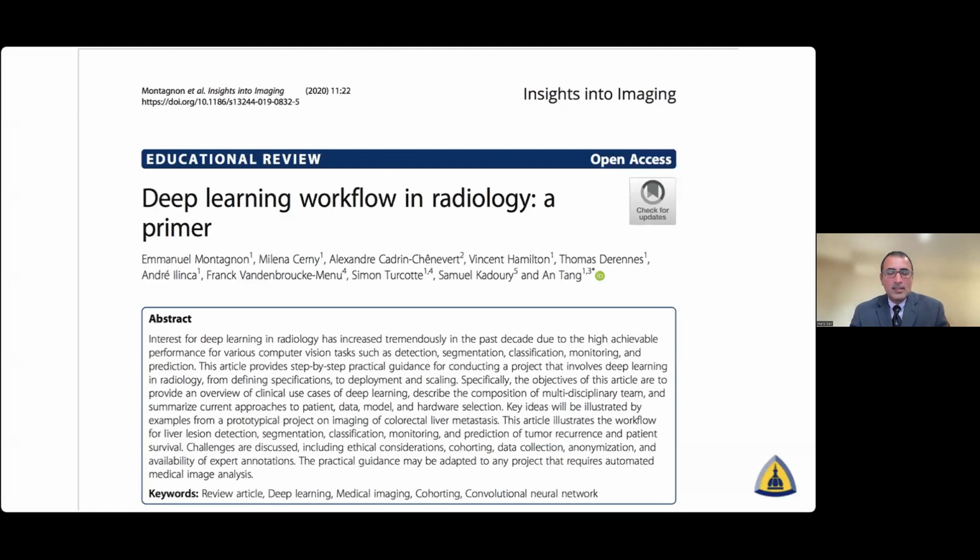So a lot of this talk actually is based on a paper that I find really, really helpful for people that are starting out with projects called Deep Learning Workflow in Radiology, a primer.